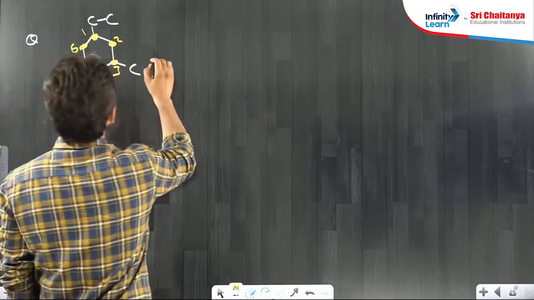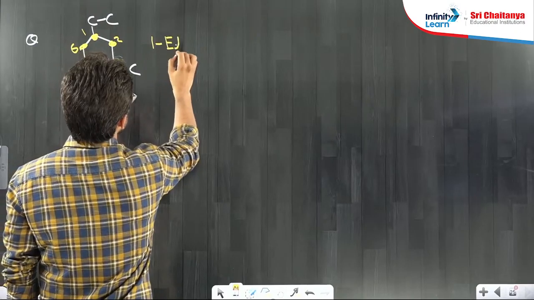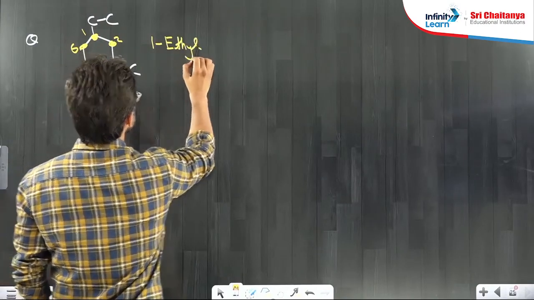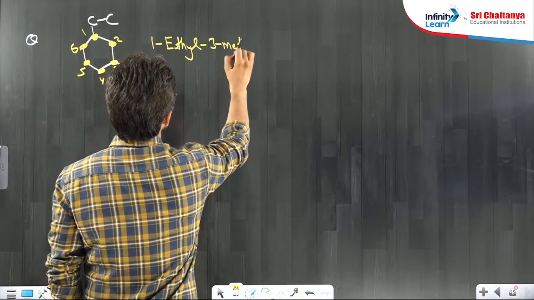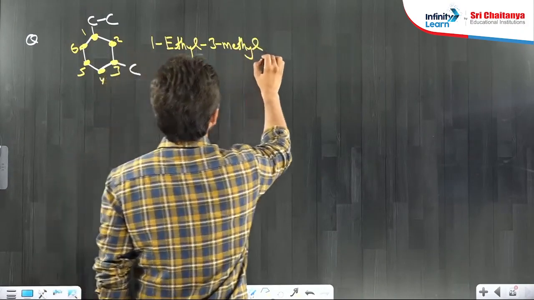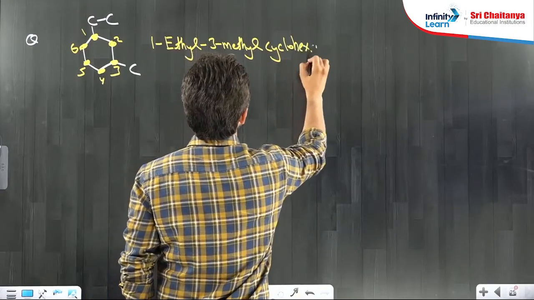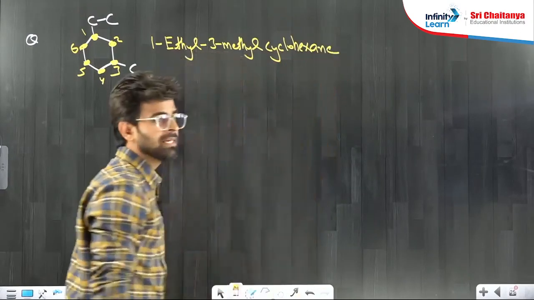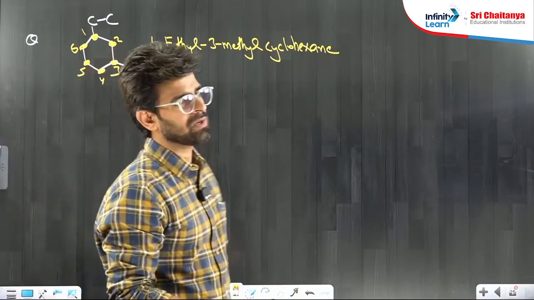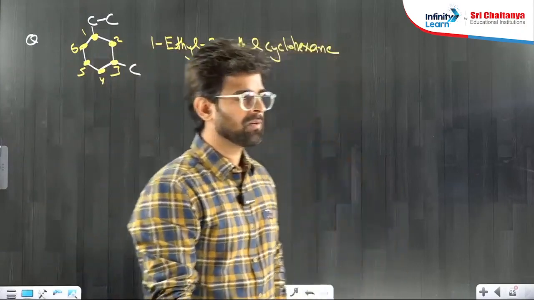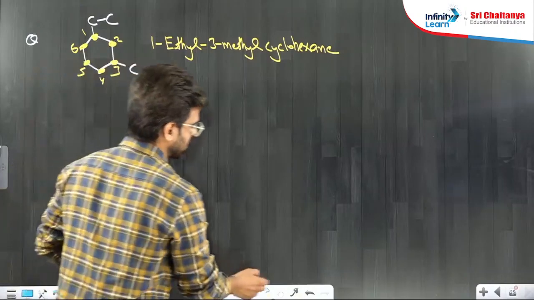Clear? So what is the name for this one? It is 1 ethyl, 3 methyl cyclohexane. Fine? Okay, everyone. 1 ethyl, 3 methyl cyclohexane. Very good, very clear. Okay, next one.